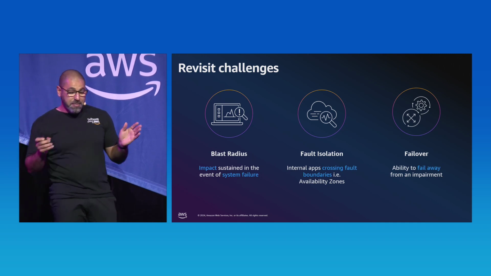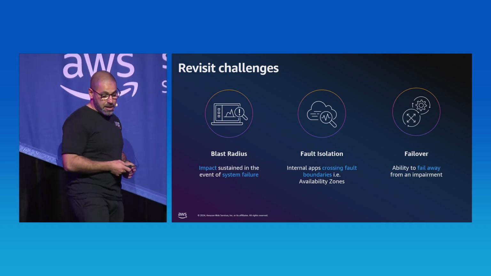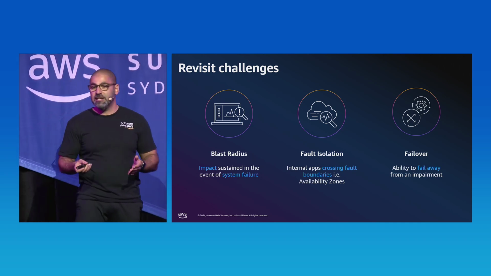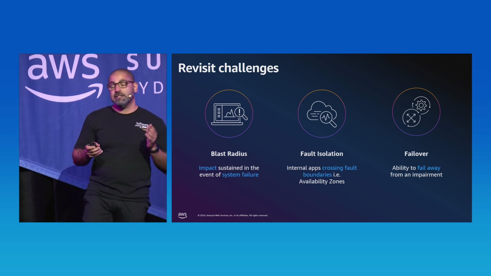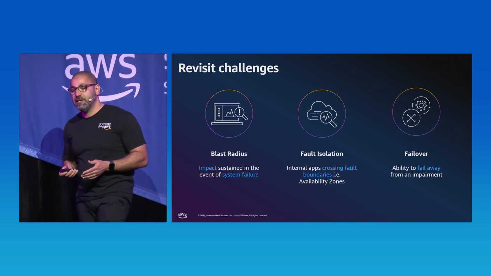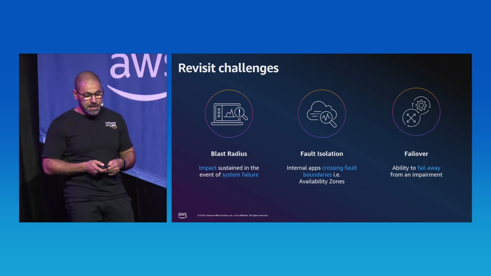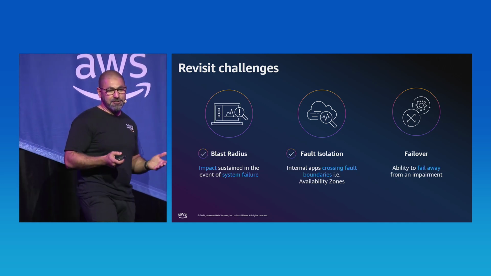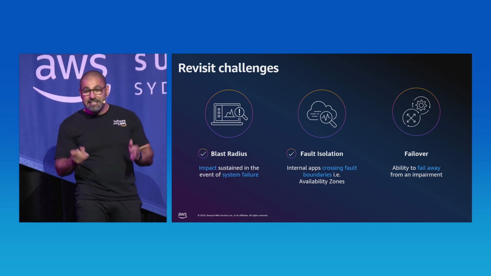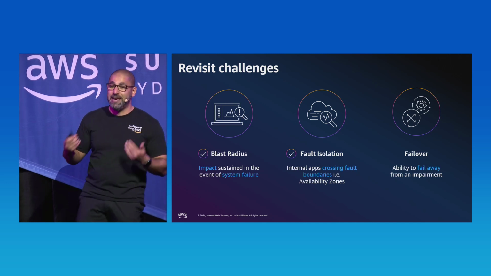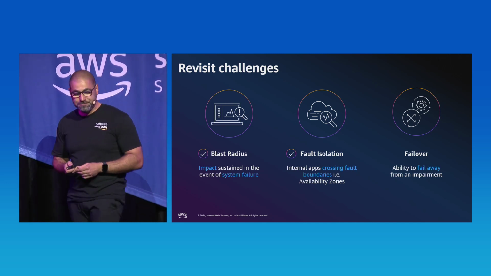So looking back at our challenges again, we can address blast radius and fault isolation by using cell-based architecture and AZ affinity along with a safe deployment strategy. This leaves us with failover. Now that we have identified a single AZ as being impaired, what's the next step?